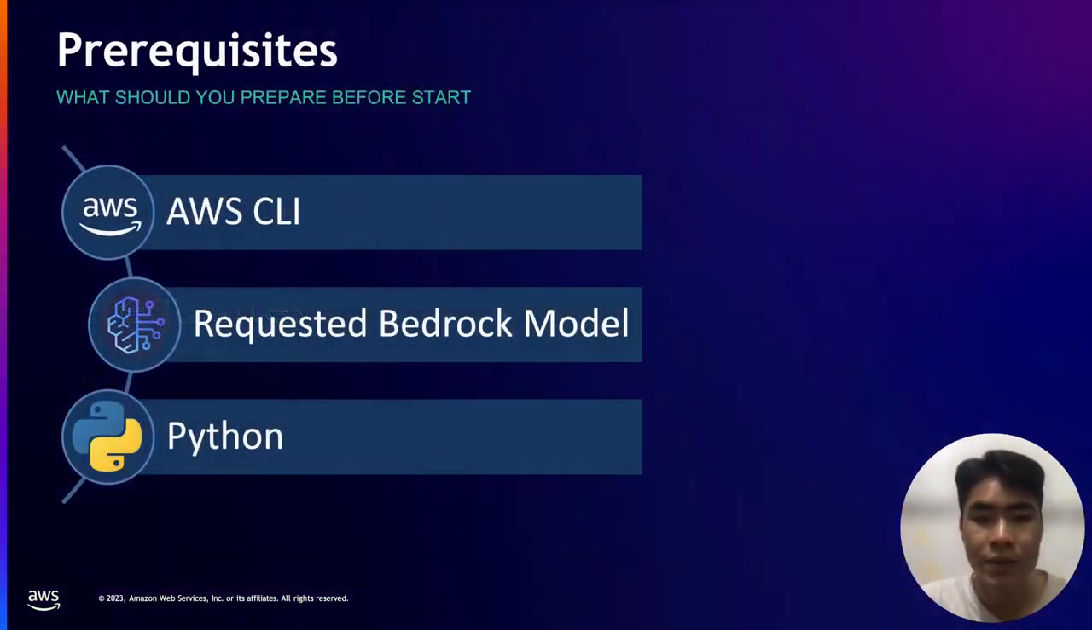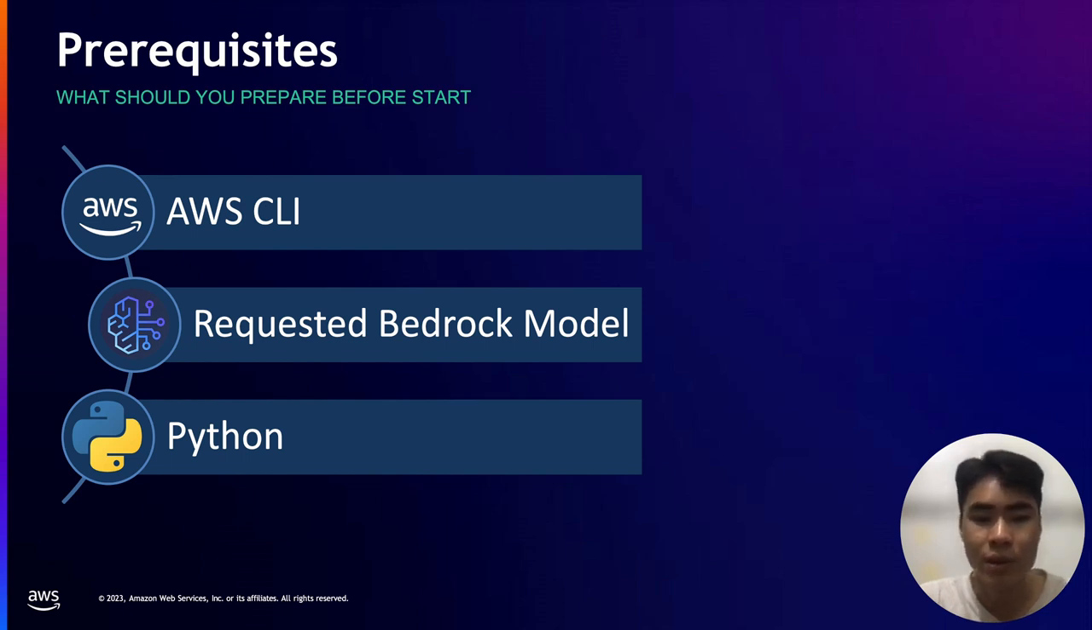Before we dive into creating a generative AI application with Bedrock, there are a few things you need to prepare. First, make sure you have installed the AWS CLI. Once installed, run the command aws configure to set up your access key and secret access key on your local machine. This will allow you to connect seamlessly with AWS services.